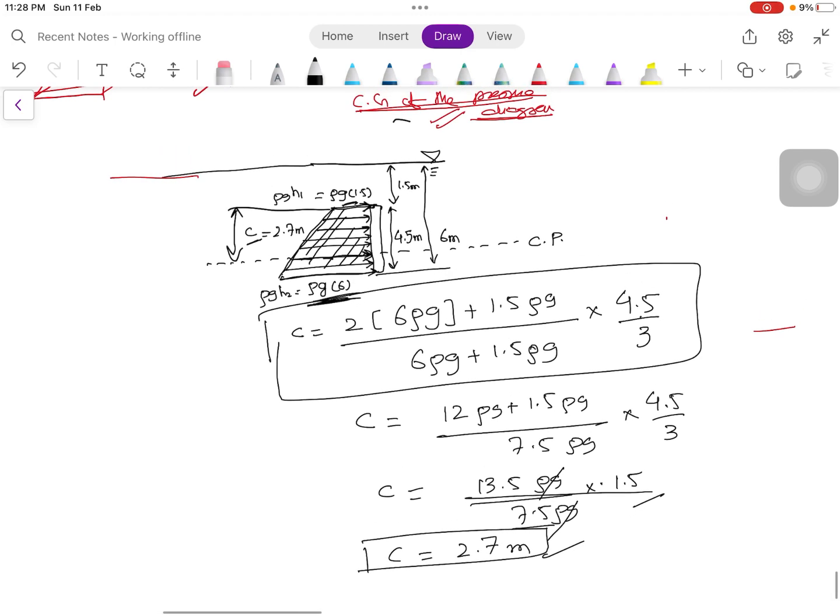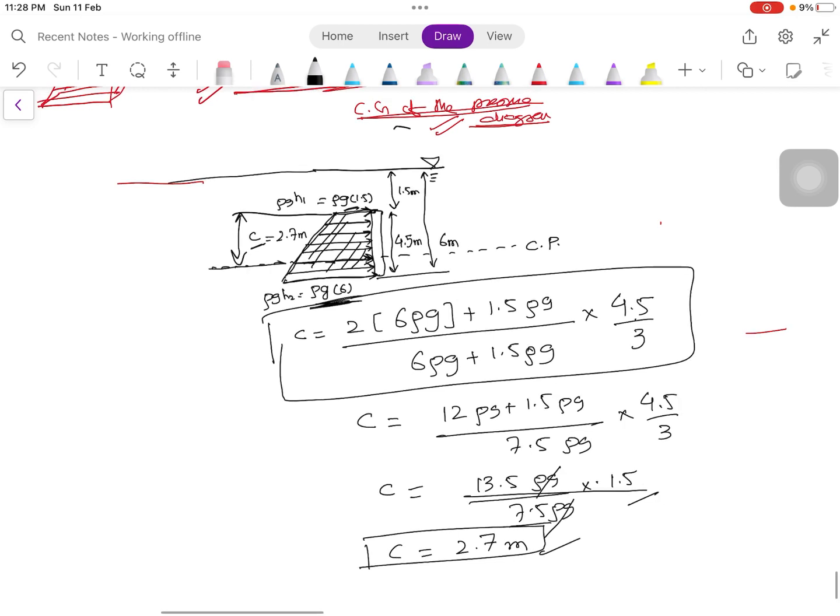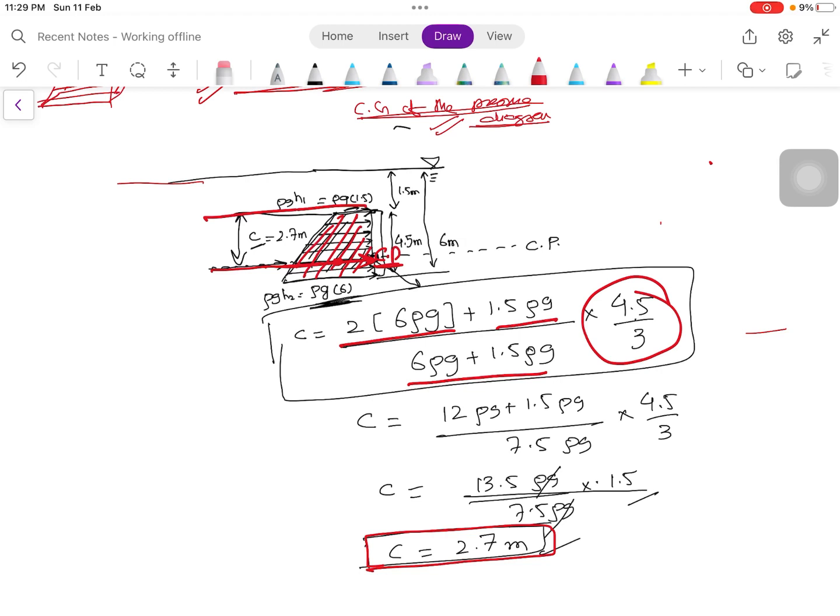All right, so we have used the concept that the location of the center of pressure is at the depth of the CG of the pressure diagram. So we had a pressure diagram in the shape of a trapezium, and the location of the CG of the trapezium from the shorter edge is (2b plus a) upon (b plus a) times 4.5 by 3, so that turns out to be equal to 2.7 meters. So at a depth of 2.7 meters from the shorter edge, we have the CG of this pressure diagram.